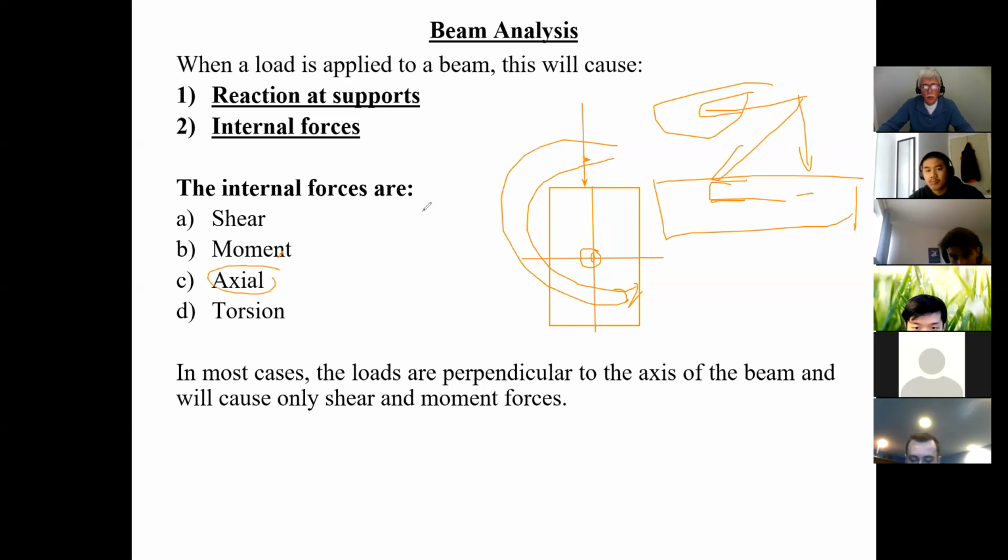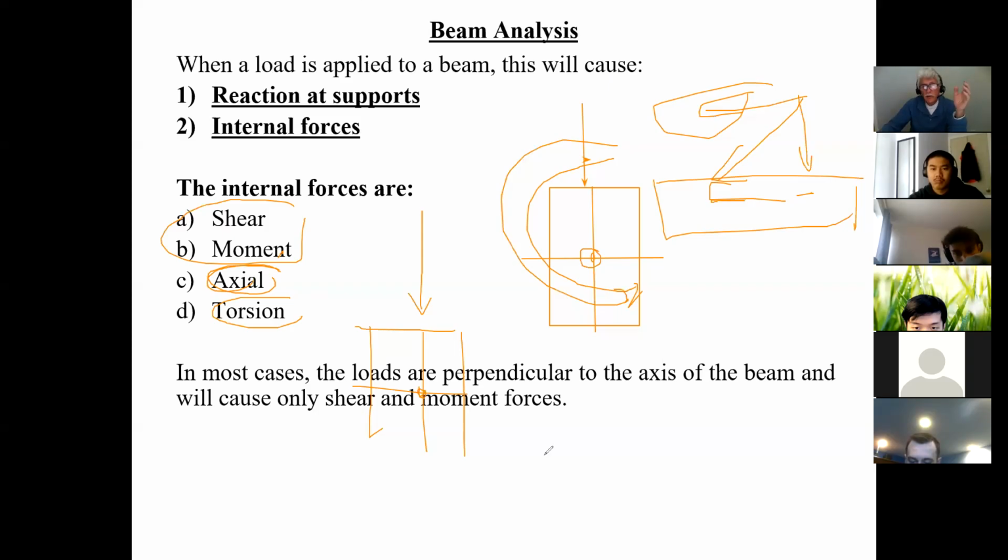So when the load is perpendicular to the beam and the load coincides with the center of your beam, the centroid of your beam, you only have shear and moments. And when it doesn't, well, you can have some axial forces, you can have some torsional forces. And that's when you have to calculate those other forces depending on how the load is being applied.